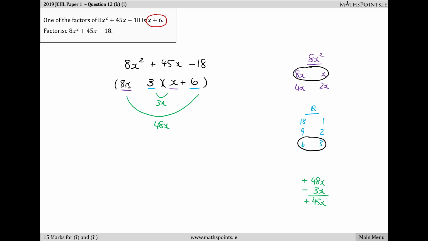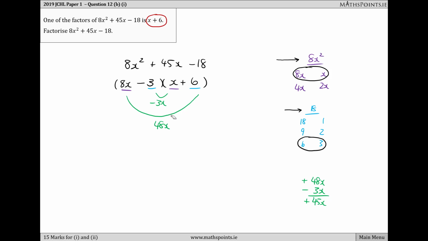We can see that the 6 already has a plus sign, so plus 6 times 8x is plus 48x. And then we need to minus the 3, so minus 3 times x is minus 3x. And minus 3x plus 48x is plus 45x. What makes a sum like this generally problematic is that there are multiple factors that can give us the 8x squared, and there are multiple factors that can give us the 18. But like that, we were given a big hint in the question as we were told one of the factors. They didn't need to do that, but they did it just to make the sum a little easier for ourselves.